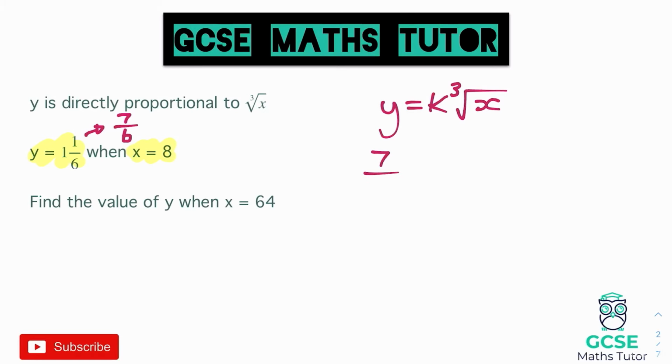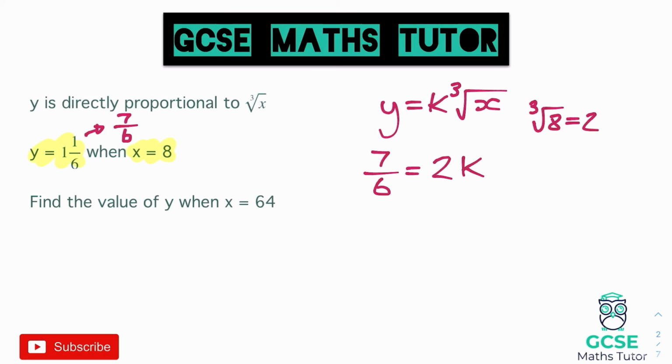So 7 over 6 is equal to k lots of the cube root of x, so the cube root of 8. Now we know that the cube root of 8 is 2, so let's write that over here. The cube root of 8 equals 2, and actually we can just get rid of that and put 2 in its place. So k2. Now when we're using algebra, we always put the numbers in front of the letter. So rather than writing k2, let's write 2k. And there we go. So 7 over 6 is equal to 2k.